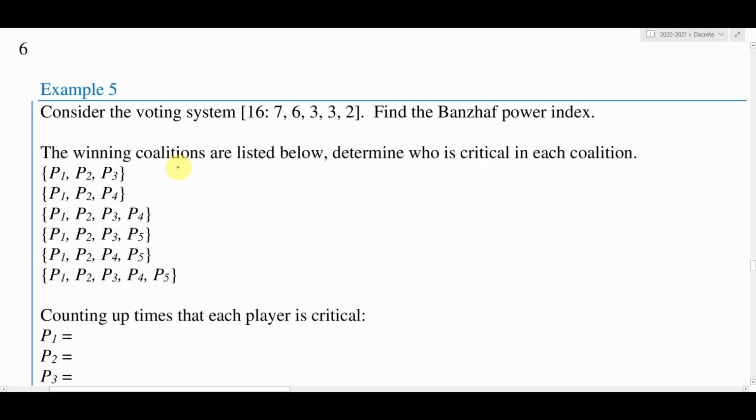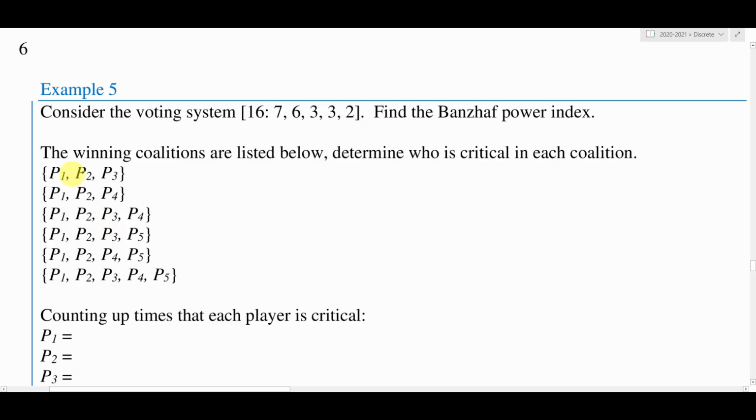So I did that outside of the video, because it's a very tedious process and it's very boring to watch. I got to this point here where we have the winning coalitions. This is what I had left after I eliminated all of the losing coalitions.